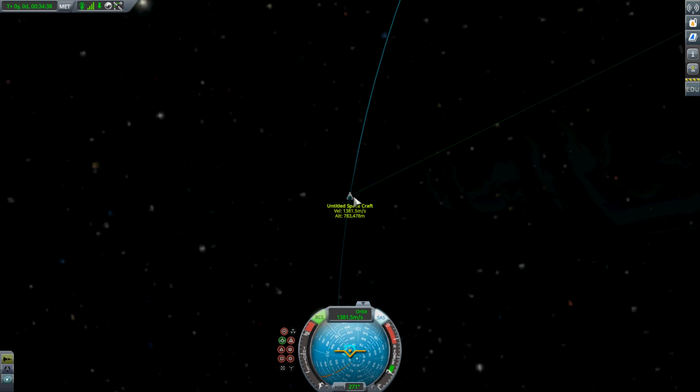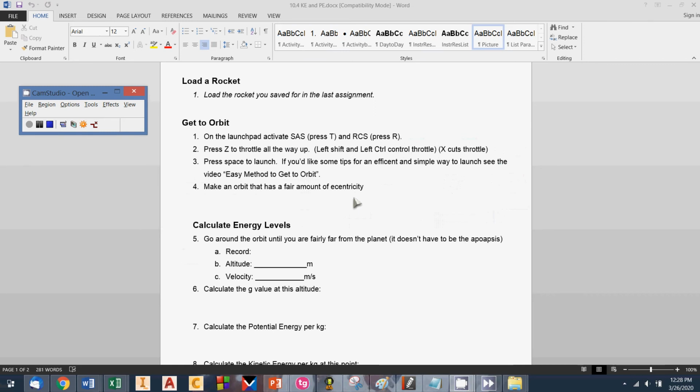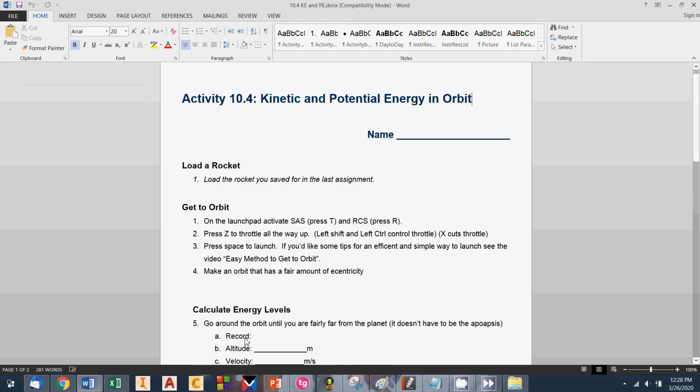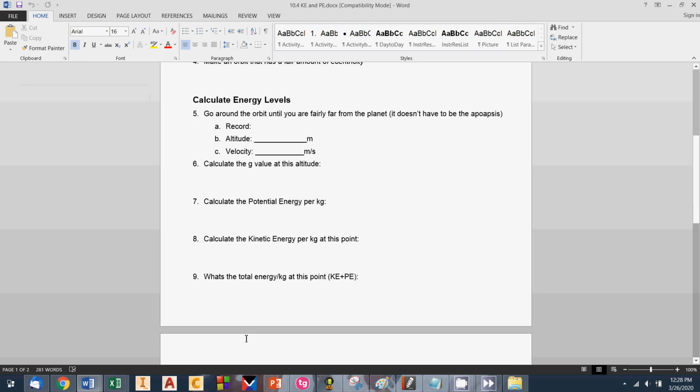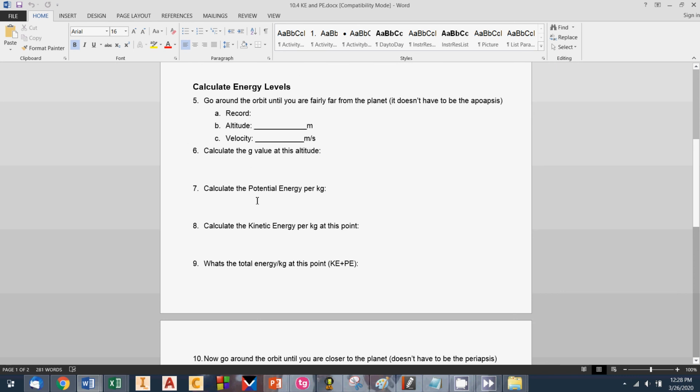So our velocity is 1,380 meters per second, and our altitude is 785,000 meters. So we could go ahead and use those for our altitude and velocities. Next, you need to calculate your G value and potential energy and kinetic energy at that point. Once you've got your potential and kinetic energy, you add them together to get total energy.